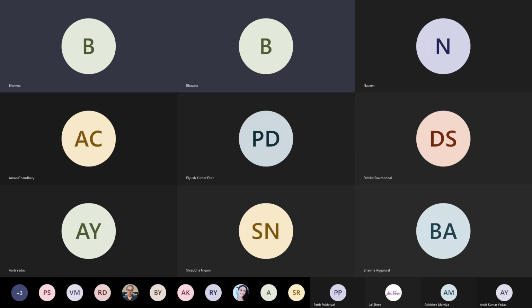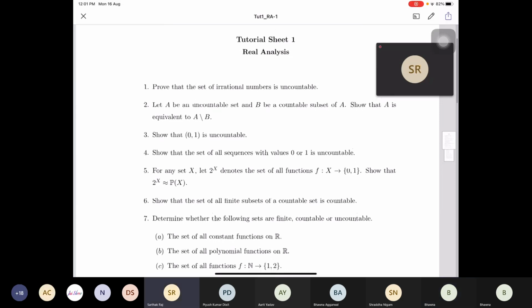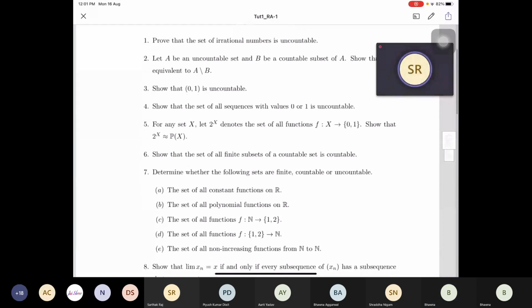So we are planning to discuss in the tutorial sheets also. Okay, so don't worry. Is there anything mentioned wrong in the notes?